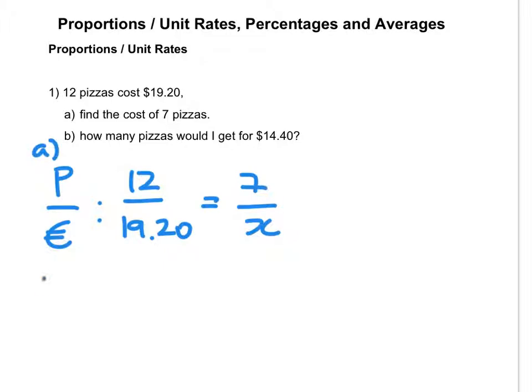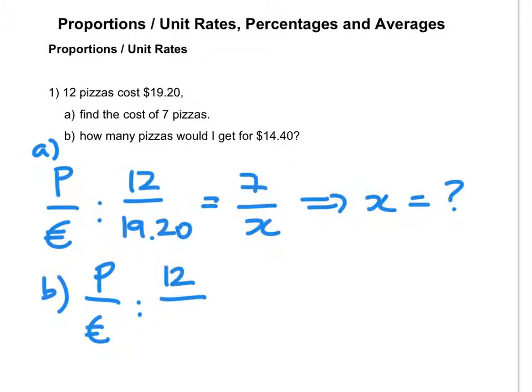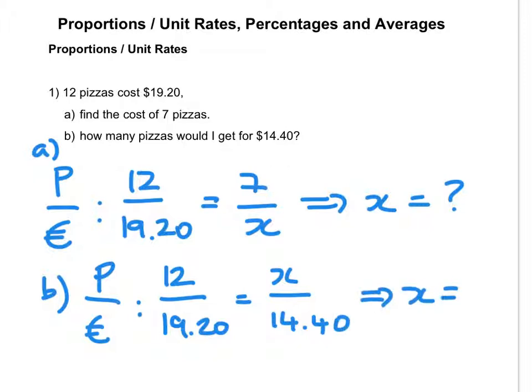Now, you're going to solve that then. Over here you're going to get X equals whatever by doing the work on your calculator. So again, for part B, I'm going to do pizzas over price. And like the first time, we know that 12 pizzas cost $19.20. So we want to know how many pizzas cost $14.40. That's how it works. I'm not going to give you the answer. You should be very easily able to find the answer with your calculator. For example, in this one, you're going to do 12 times 1440 divided by 1920, and that's going to give you your answer.